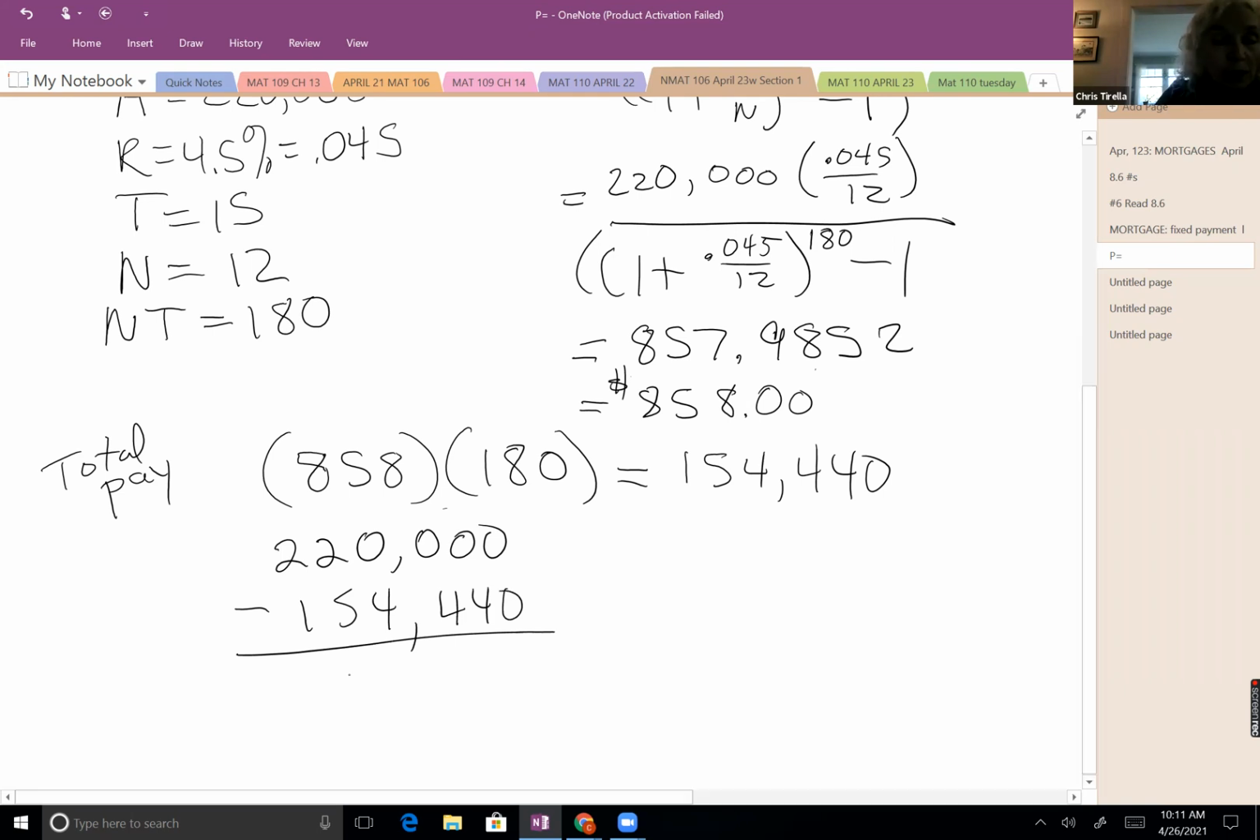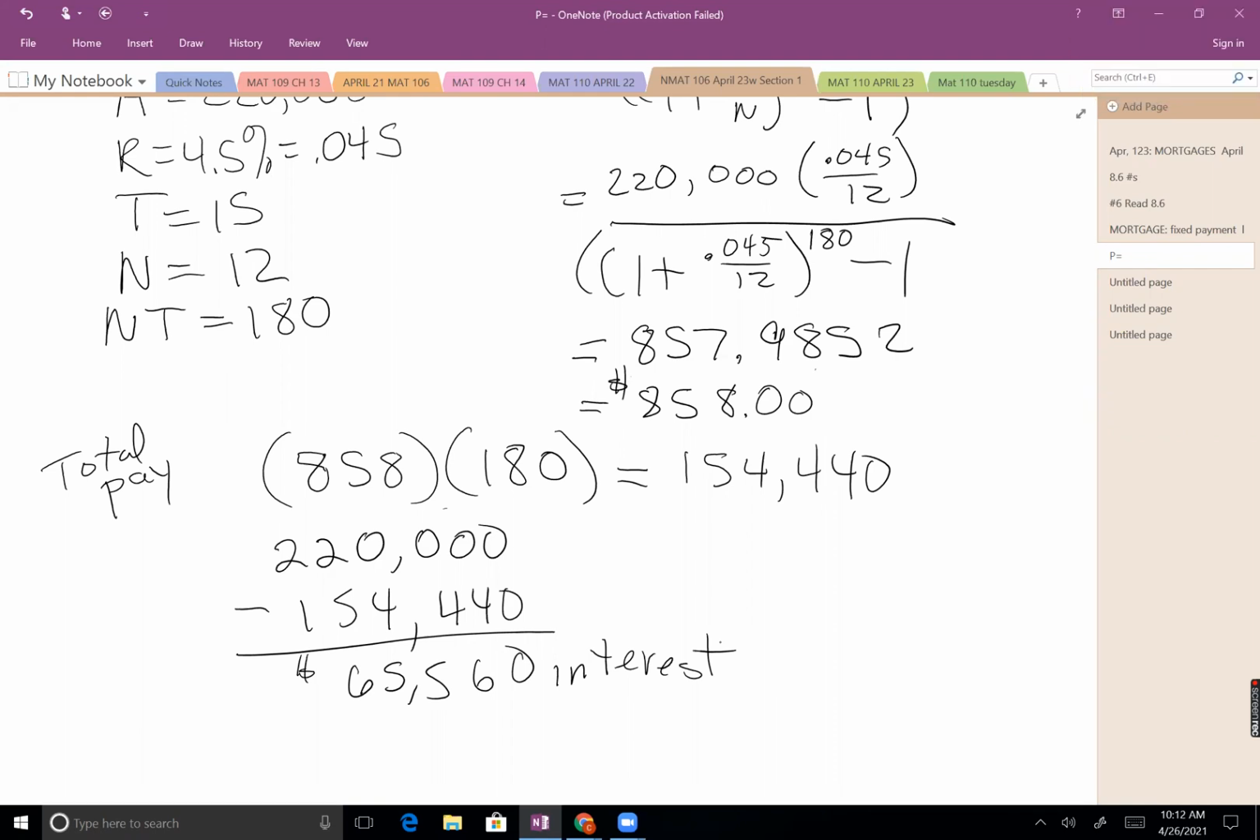It is $65,560 interest. Any better? Yes, but when I was entering it on my lab, it was giving me a hard time. So I think it was because I wasn't rounding it to the nearest dollar.